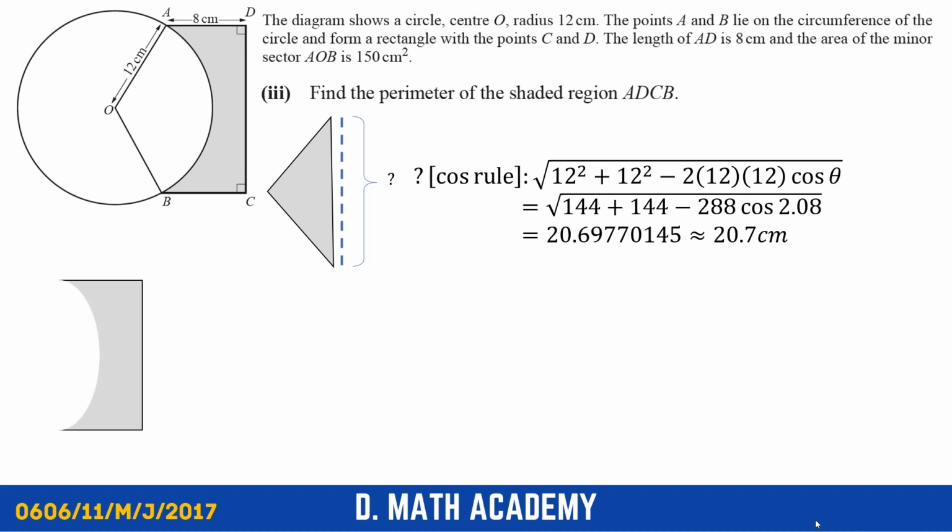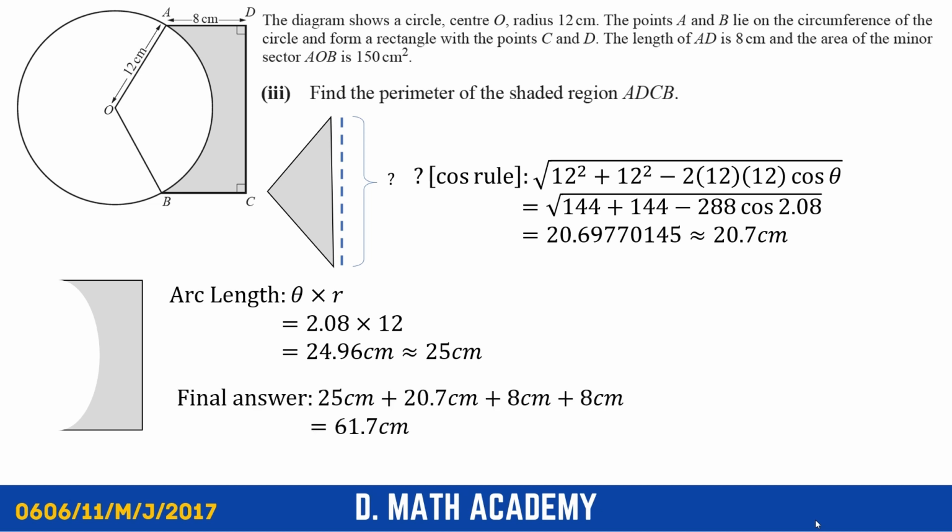So the arc length of this is theta times r, so 2.08 times 12, you get 25. The final answer will be taking 25 plus 20.7 plus 8, which is your AD's value, and another 8 for your BC's value. So you will get 61.7 as your final answer. And that's pretty much it for example 1.